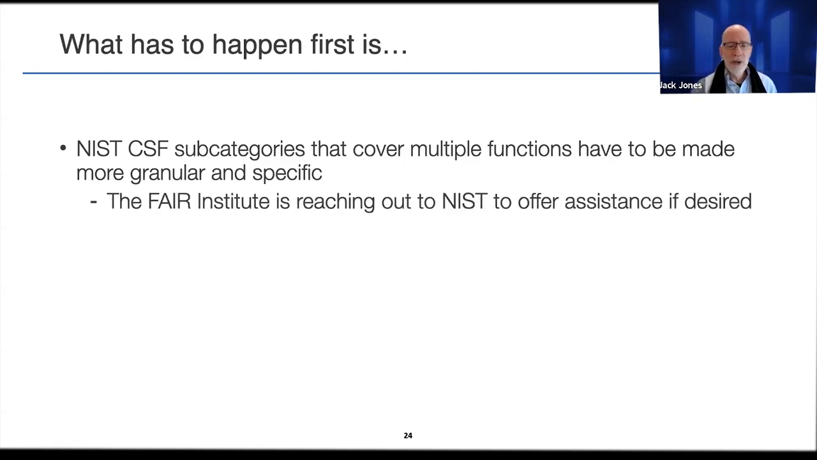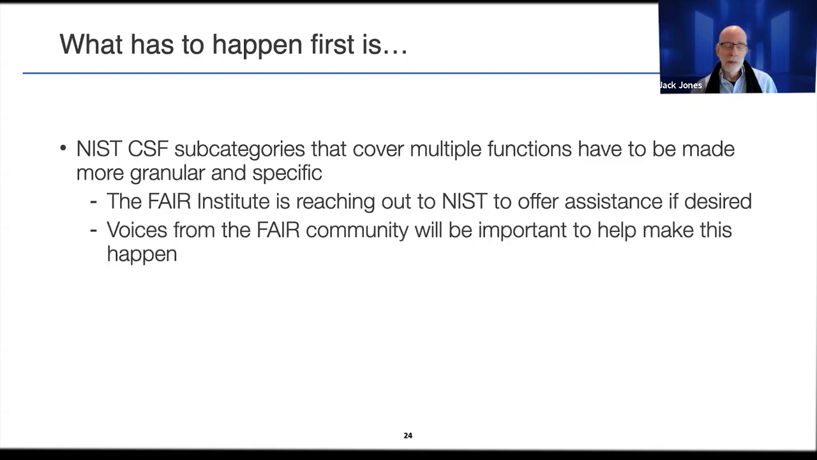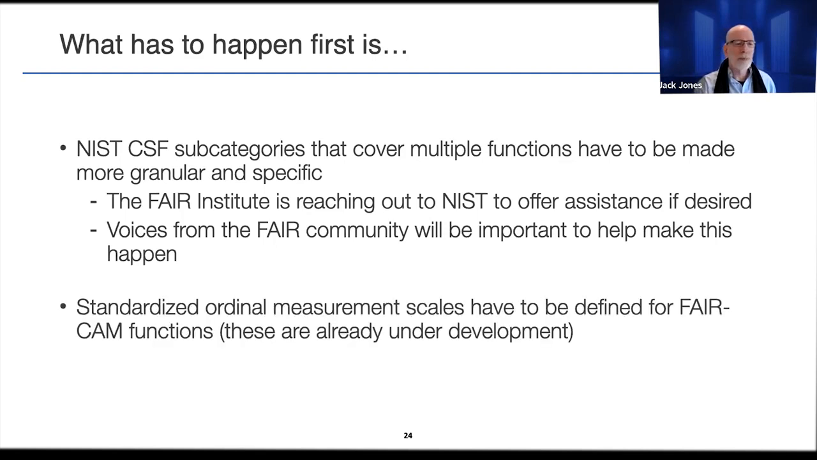We're reaching out to NIST to offer assistance if they want to undertake something like this. Voices from the community would be wonderful to help us gain traction here. But we're not waiting. Again, as I said, when the mapping is done, we'll begin breaking it out. And even if NIST chooses not to undertake something like this, that decomposition would be available to the community if organizations wanted to apply.